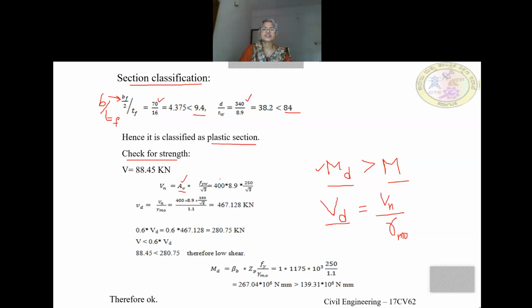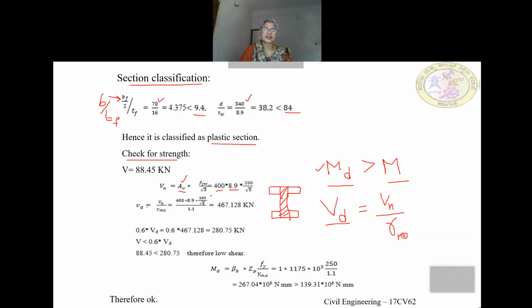So where Av is the shear area, which is 400 into 8.9. This is the height of the web, and this is 8.9. So we are taking the height of the web, which is also a part of the flange shear. This height totally we are taking. So the total depth of the section is 400. So this is the web area which resists the shear. Therefore this will be 400 and 8.9 is the thickness of the web into 250 Fy divided by root 3. So that comes to Vn.